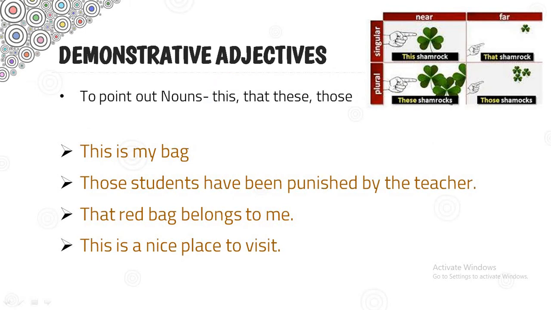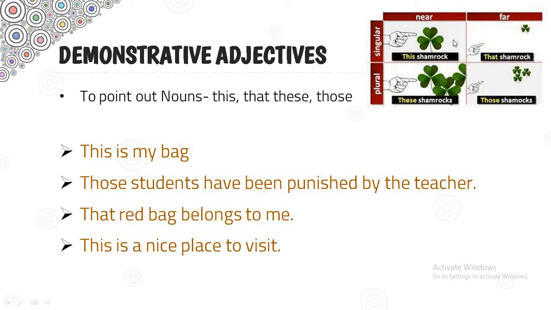Let us go to the next slide. Demonstrative adjective. Demonstrative adjective means in which we point out something. We point out to the nouns. In terms of singular, we say this shamrock, that shamrock.